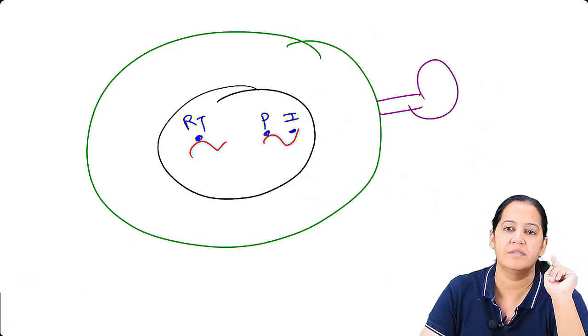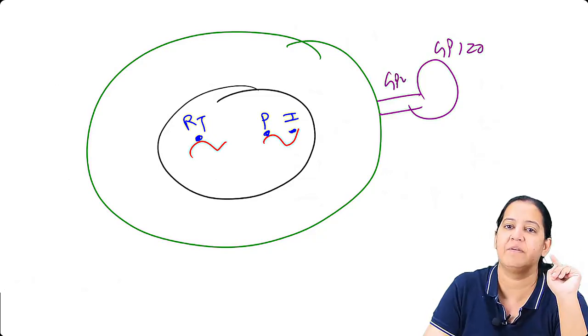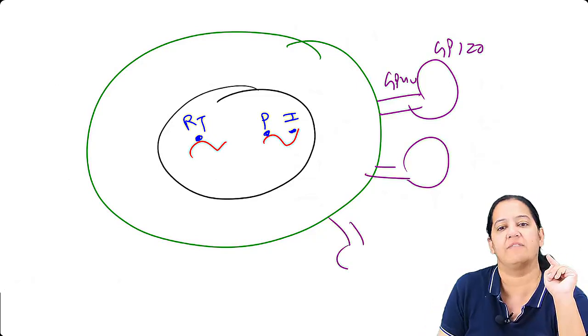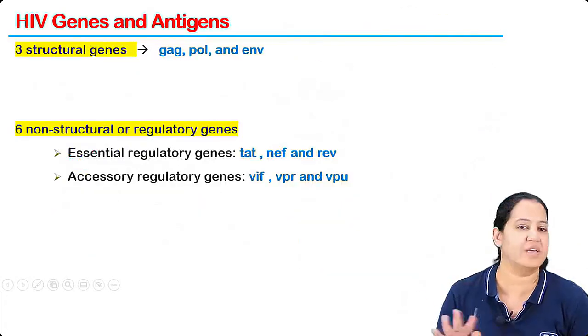है ना? This is GP120, glycoprotein 120. This is GP41. है ना? We have these, so this is the structure. First understand the structure. If you understand the structure, things are very simple.